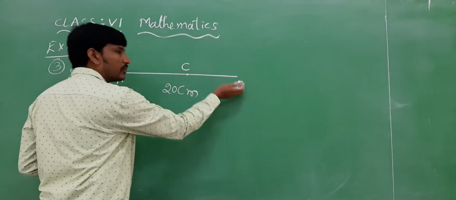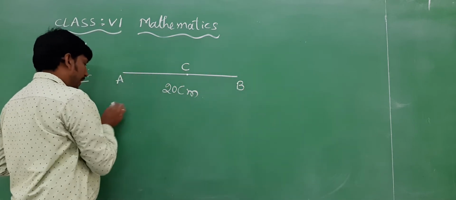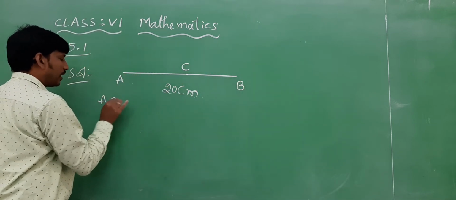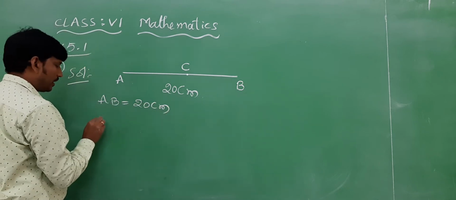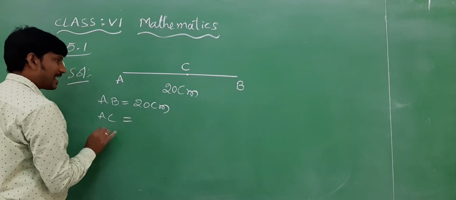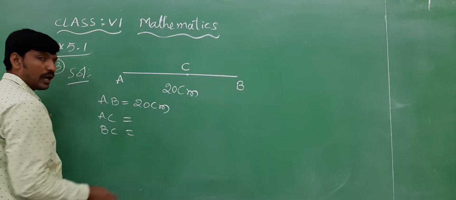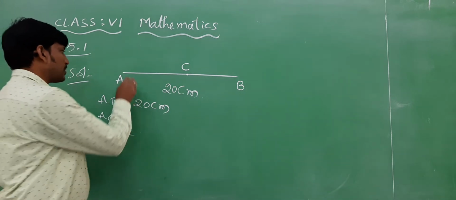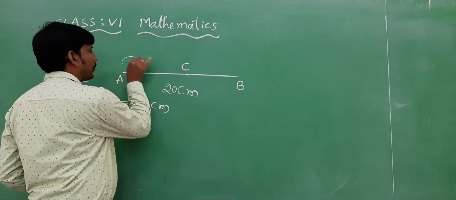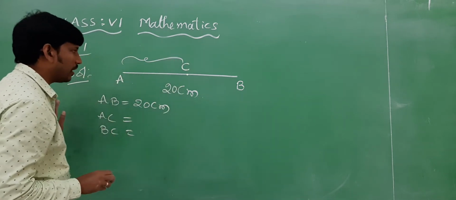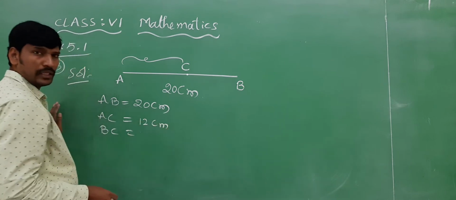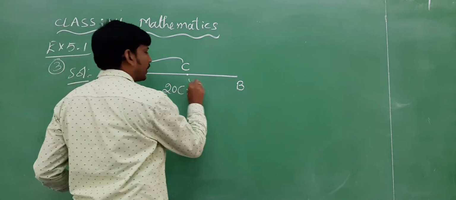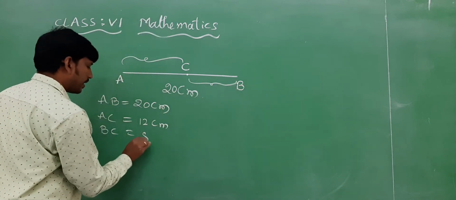Measure the three lengths here. One is AB. Here AB we got 20 centimeters. Then find out the length of AC as well as BC, or CB. Suppose I am taking AC from here to here. AC, let us take 12 centimeters. Then BC from here to here, let us take 8 centimeters.